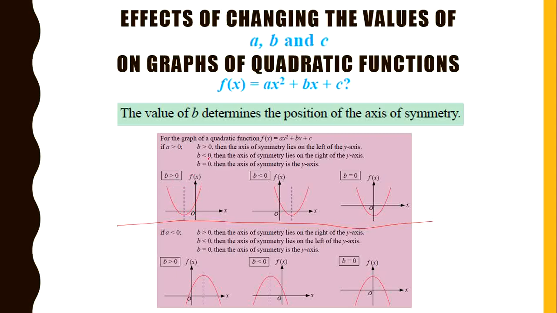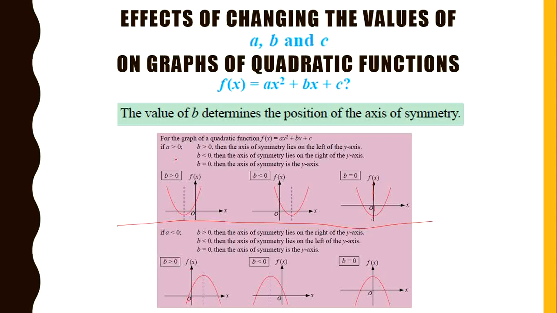When B less than 0, the axis of symmetry ataupun parabolic shape ni lies on the right of y-axis. Dia ke kanan daripada y-axis. And if B equals to 0, the axis of symmetry is on the y-axis lah. Dia kat sini. Ni axis of symmetry dia bila B equals to 0. Dia sebaliknya pula kalau nilai A dia is less than 0. Bila A less than 0, B greater than 0, dia terbalik.